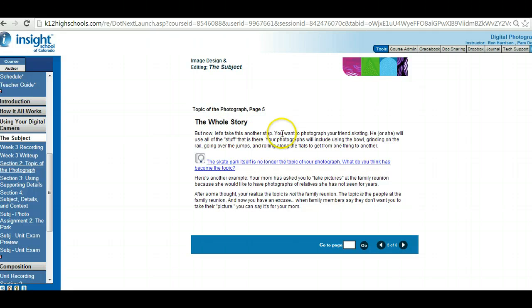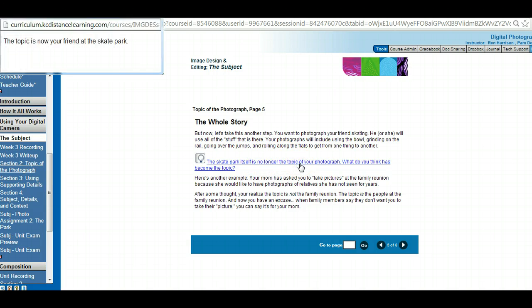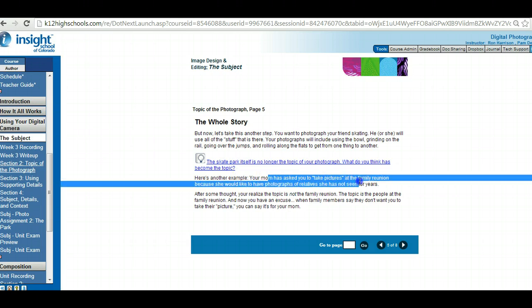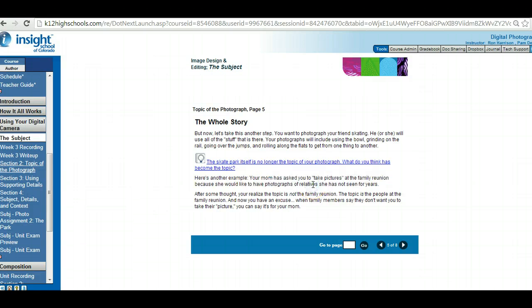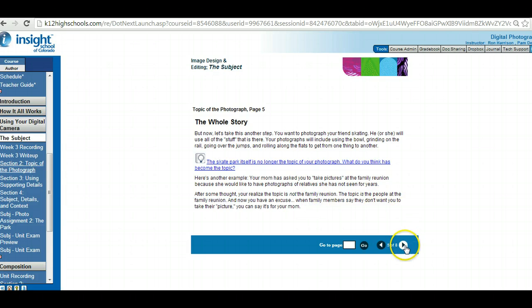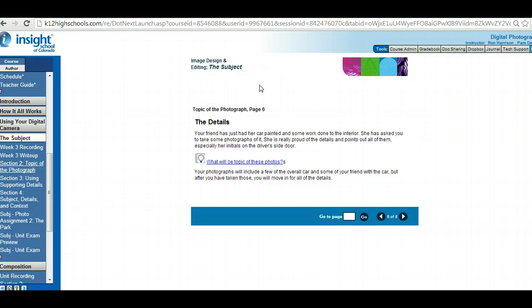So now let's take a look at another step. You want to photograph your friend skating. He or she will use all of the stuff there, all the bowls, the grinding rail, the ramps, and things like that. So the skate park isn't the topic, but what's become the topic? Well, look at the top up here. Your friend has become the topic now, because you're taking a picture of your friend rather than just the skate park. Or your mom has asked you to take a picture of a family reunion because she wants to have pictures of relatives. So you start thinking about it. The reunion is not the focus anymore, the subject, but the topic is now the people at the reunion. So that's how you need to clarify what you're actually taking pictures about or pictures of.